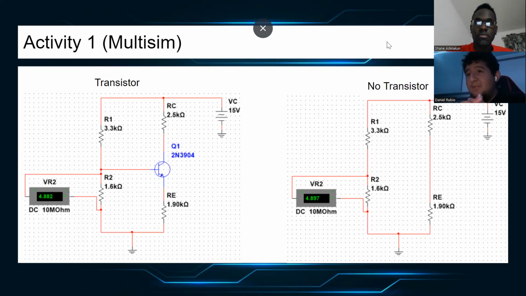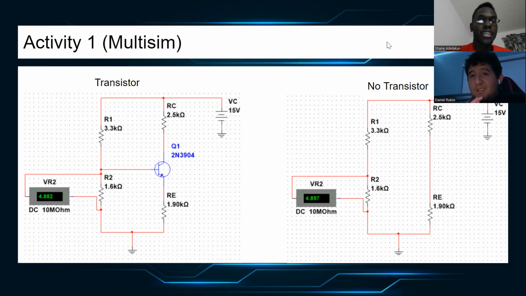And on the right side, we have the circuit without the transistor. We have the source DC with a value of 4.897, with 10 megaohms as the measurement. VR2, resistor 2 is 1.6K ohms. Resistor 1 will be 3.3K ohms. RC will be 2.5K ohms. On the bottom, we have RE, a resistor, 1.9K ohms. And for the ground, looking on the above right corner, the DC value is 15 volts.